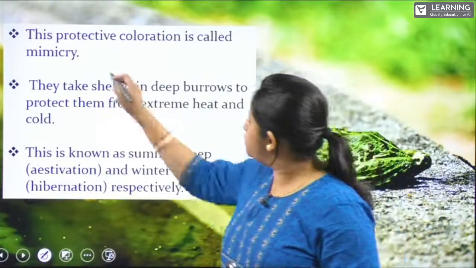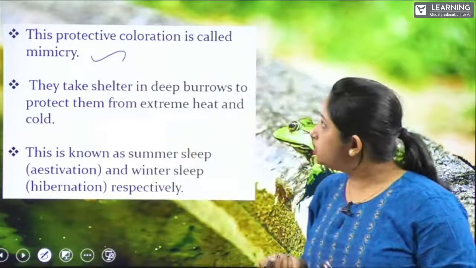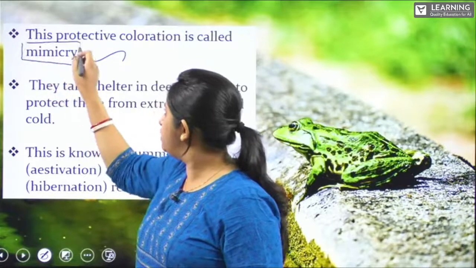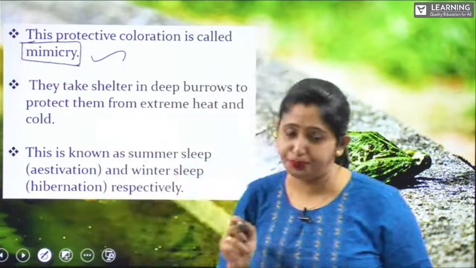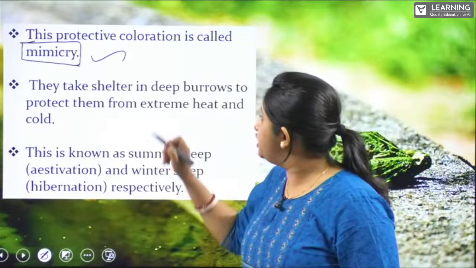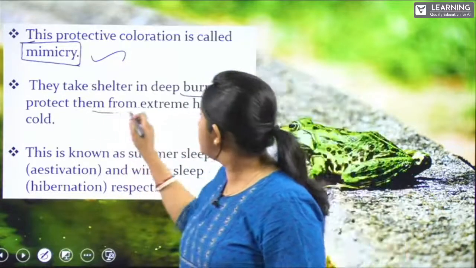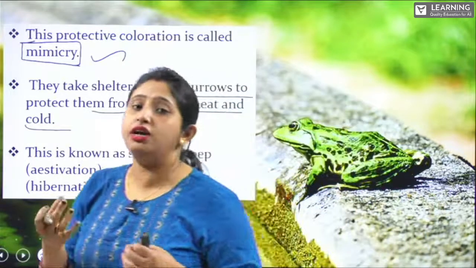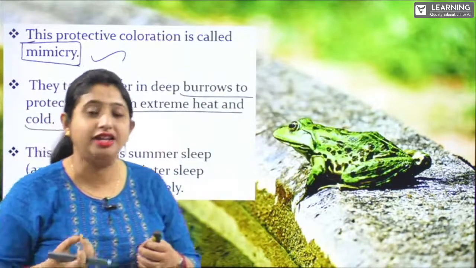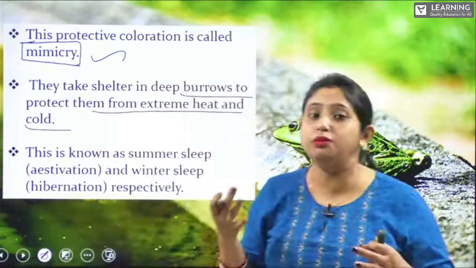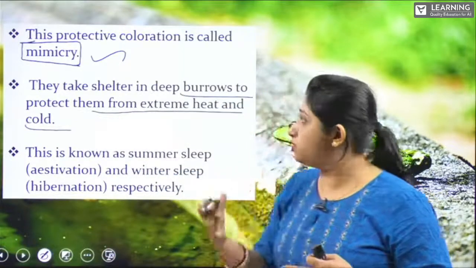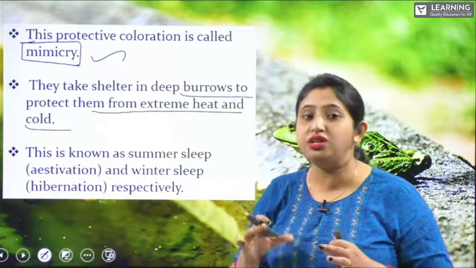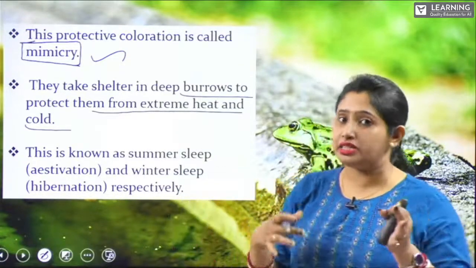Now they also have protective coloration. Okay, so this protective coloration is known as mimicry. So they take shelter in deep burrows to protect themselves from the extreme heat and cold. What they will do, they will dig holes inside the soil, that is, they will form the burrows, and inside that they will take shelter in order to protect themselves from the extreme heat and the extreme cold.